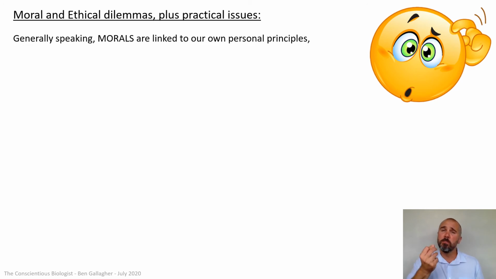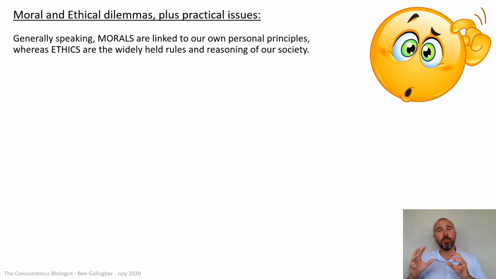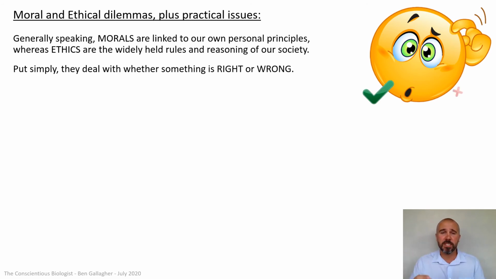So generally speaking, morals are linked to our own personal principles. It's what you as a person, or me, what I believe is right or wrong. Ethics are the widely held rules and the reasonings of our society. So if you really think about something, you decide and you sort of put some governance over it and you decide this is what it should be, that's ethics. Then each person decides whether they agree with those ethics, and that forms their morality. But essentially, we can just summarize all that. Put simply, ethics and morals deal with whether something is right or wrong.